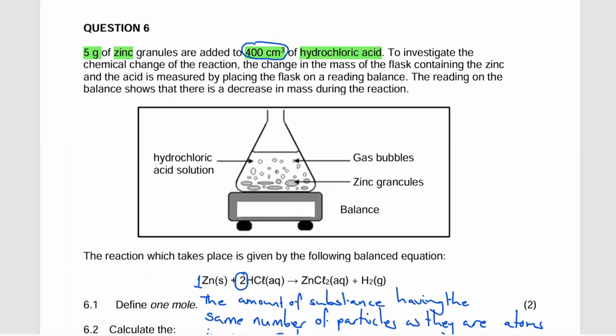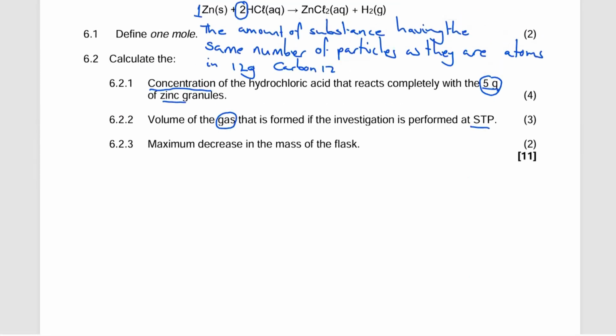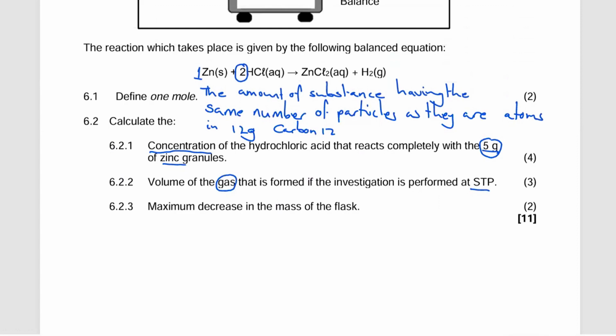Then we proceed to the next question that reads: calculate the volume of the gas that is formed if the investigation is performed at STP. Okay, so I'm going to make use of this one. Let's look at the gas they are looking for, right? So our gas there is our hydrogen gas, which is our H2, right?